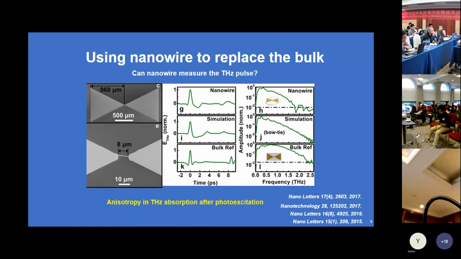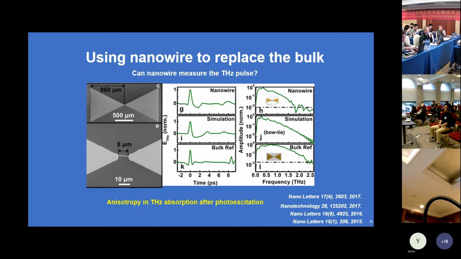Okay, so is there a method that allows us to confine the photosensitive region just to the detection channel, while having each detection channel with a high selectivity to the incident terahertz polarization direction? The answer is yes. We can use nanowires to replace the bulk semiconductor. In our previous research, we observed that semiconductor nanowires have strong anisotropic absorption of terahertz radiation after being photoexcited. So they are perfect candidates to do it.